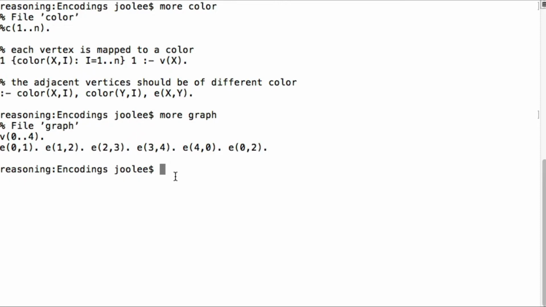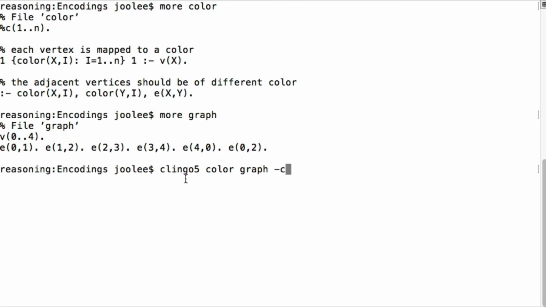So I actually have 2 files. One file is called color, another file is called graph. You can call clingo on multiple files. You just need to list those files, color and graph. And the only placeholder that I have is the number of colors.